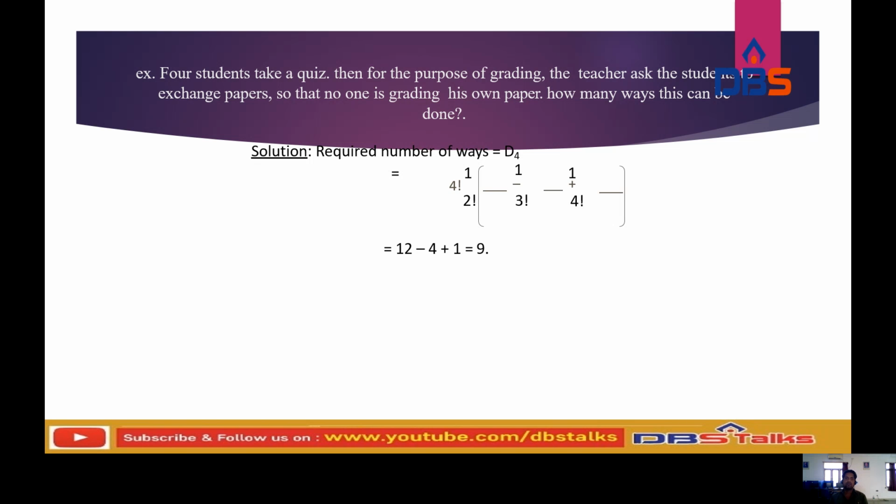Next. Four students take a quiz. Then for the purpose of grading, the teacher asks the students to exchange papers so that no one is grading his own paper. How many ways can this be done? That is D4, 4 factorial times (1 by 2 factorial minus 1 by 3 factorial plus 1 by 4 factorial). So 12 minus 4 plus 1, that equals 9.